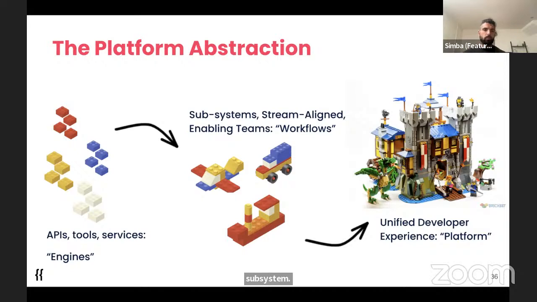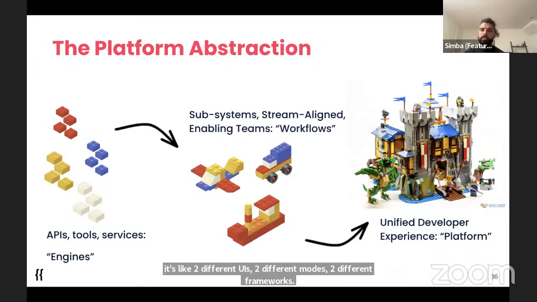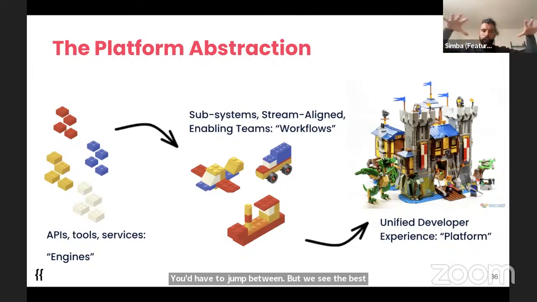But MLflow and Featureform were integrated, but it's like two different UIs, two different modes, two different frameworks, so you'd have to jump between. What we see the best companies do is they provide an abstraction above all of this to give one unified experience, which is really specific to that company. Like the way Uber and Airbnb do MLOps, even if they use the exact same subsystems, is just going to look and feel different. And that's where the final piece comes in, the platform piece, which is above all of that.